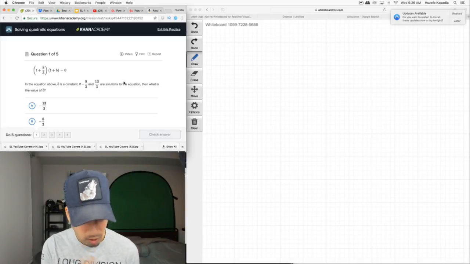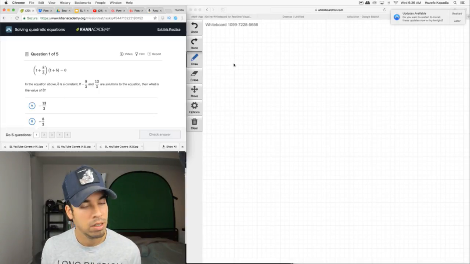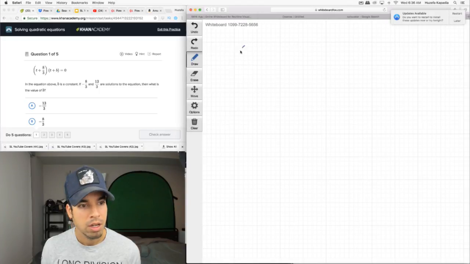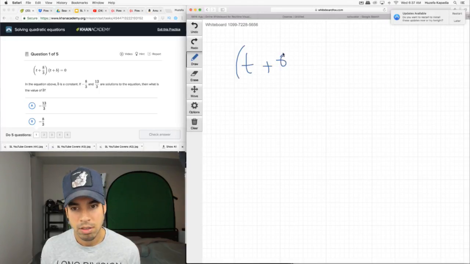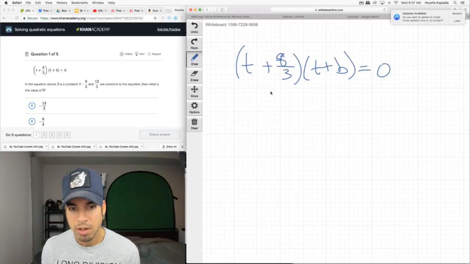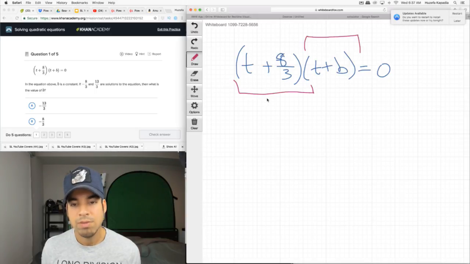Now, remember, solutions are basically where we have our x-intercepts. Usually the way we figure out our solutions is we figure out when this whole quantity equals 0. Since these two quantities right here are multiplying each other, if either one of these goes to 0, the entire quantity is 0 and this equation is true. So a solution would be anything that satisfies this value.